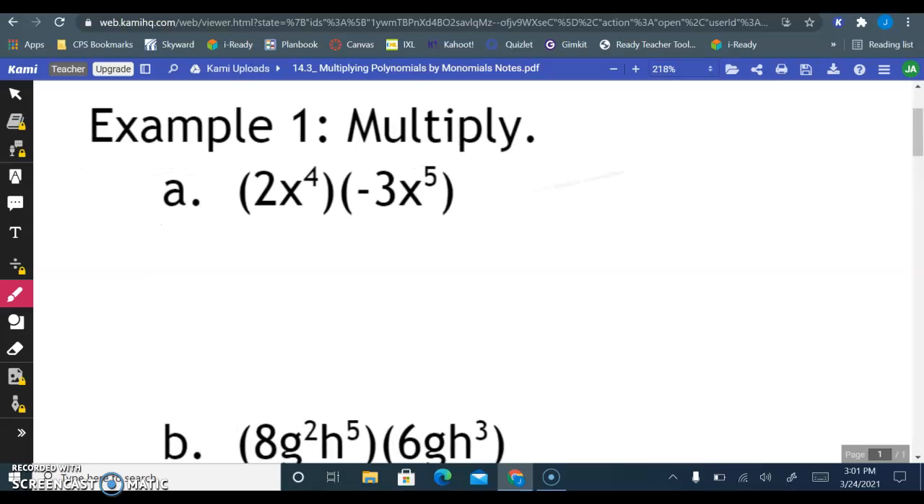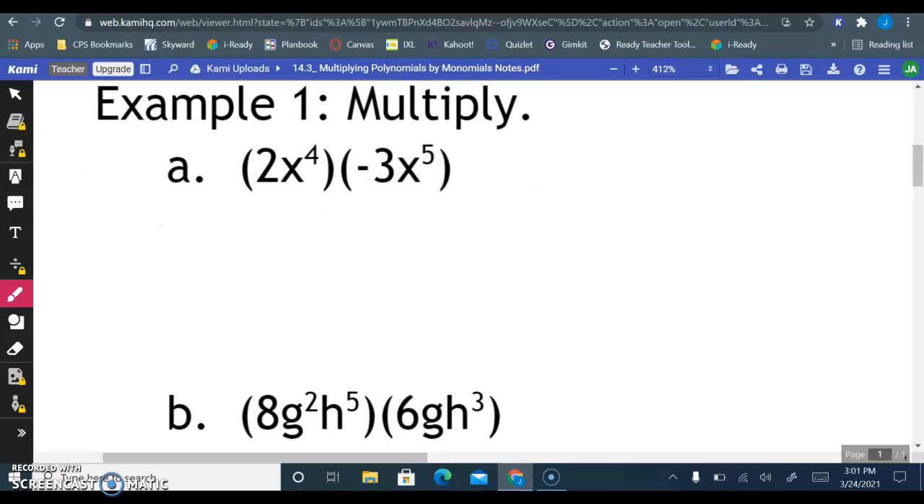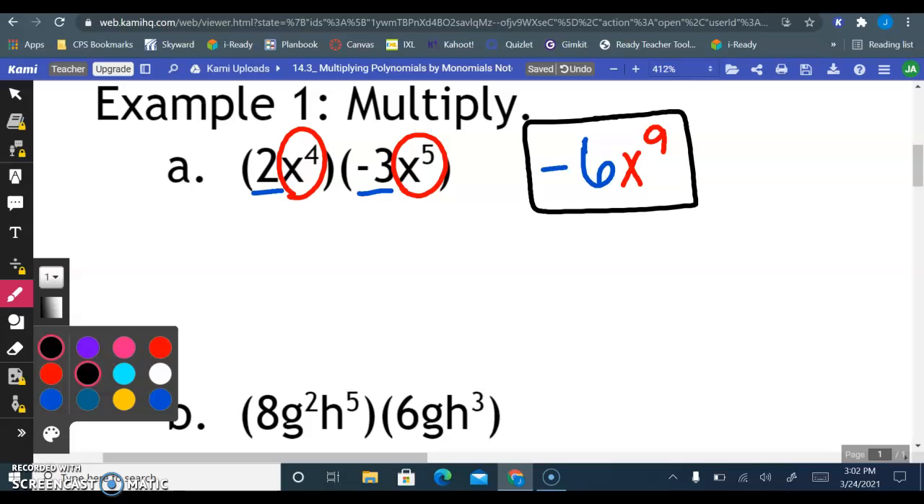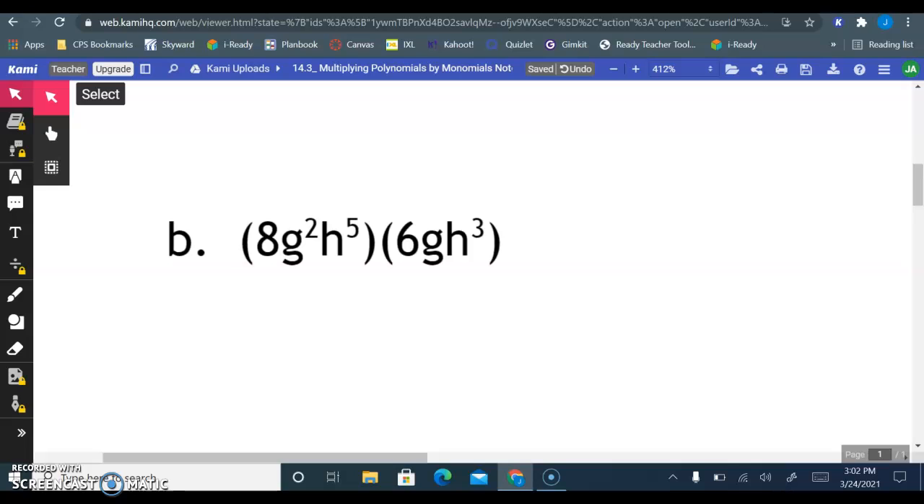So for example 1, we need to multiply. So we're going to start off by just multiplying the two coefficients. So 2 times 3 is -6. And then we are going to multiply the variables. We have x to the 4th times x to the 5th, which would be x to the 9th because we just add them. So our product, our answer is -6x to the 9th power.